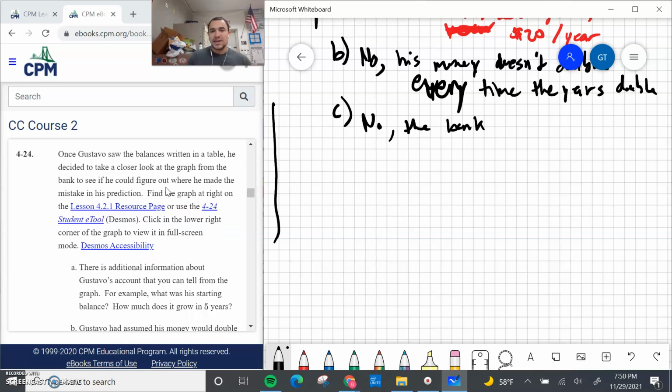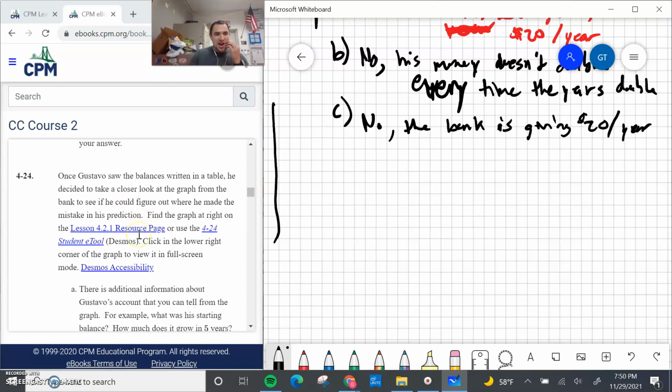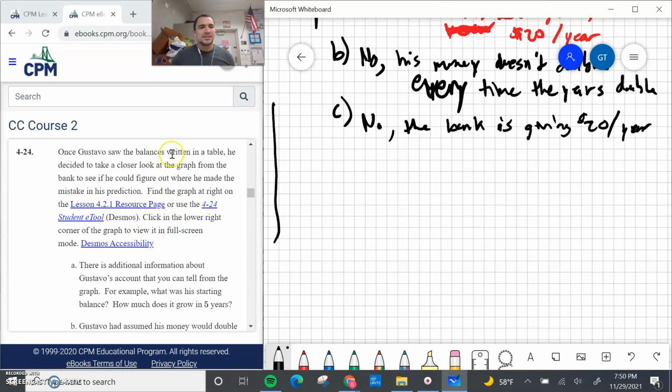So basically, no. Is the bank's prediction a mistake? No, the bank is giving $20 per year. No, it's not a mistake. All right, 424. Once Gustavo saw his balances written in a table, he decided to take a closer look at the graph from the bank.